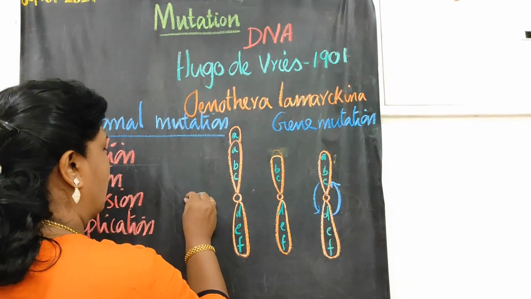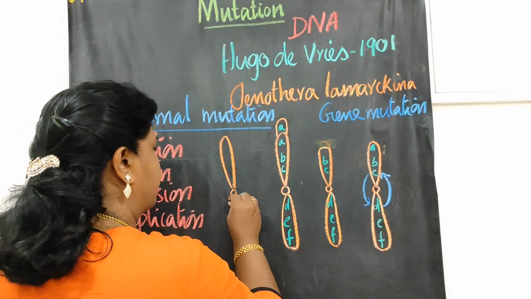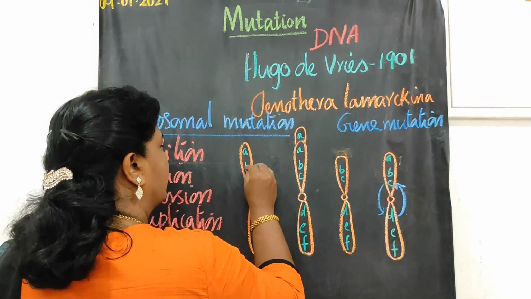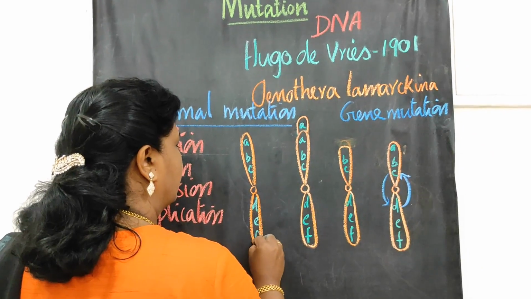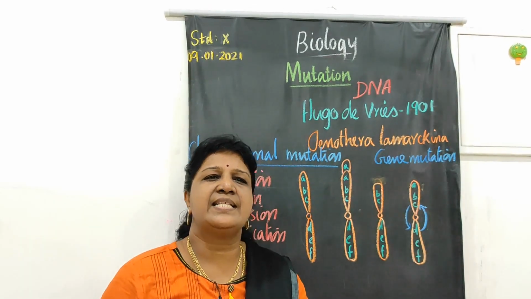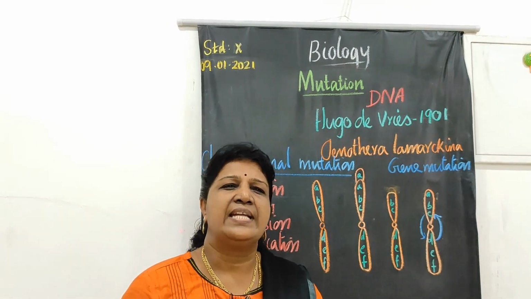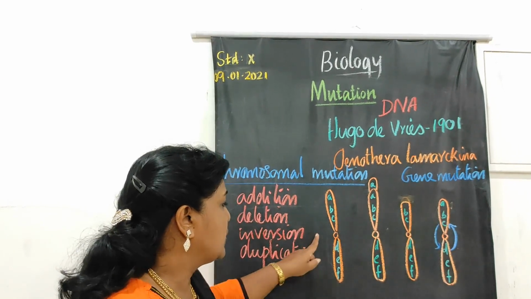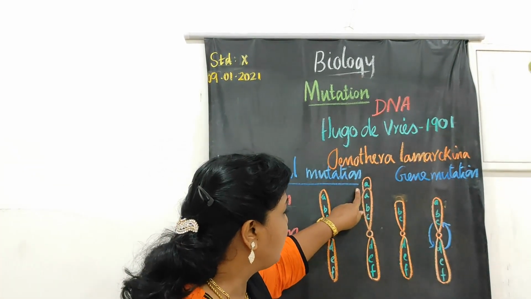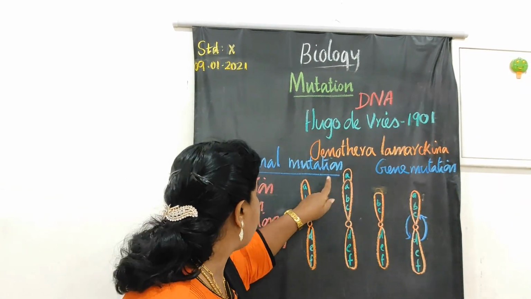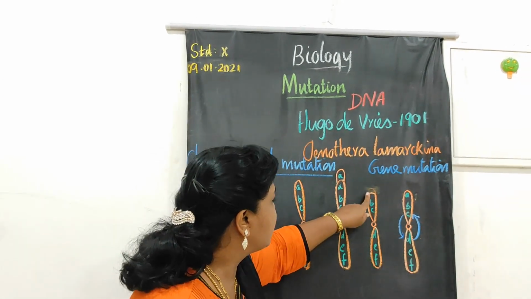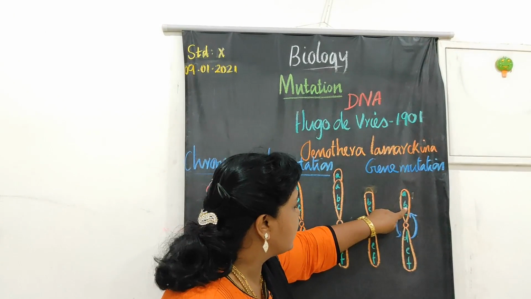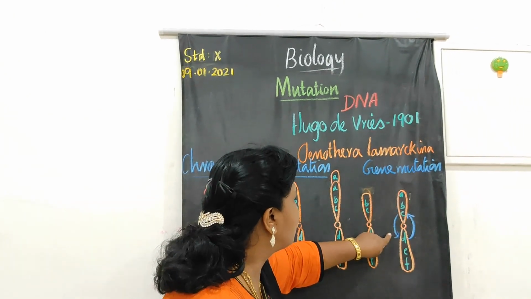So this is the normal chromosome. Changes in the number and arrangement of genes take place as a result of addition, deletion, inversion, duplication. Here if an A is added, that is said to be addition. And here you see this A is deleted, so that is said to be deletion. And here you see they are interchanged, so that is said to be inversion.